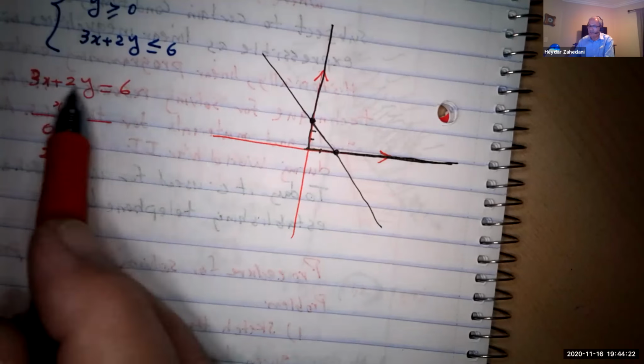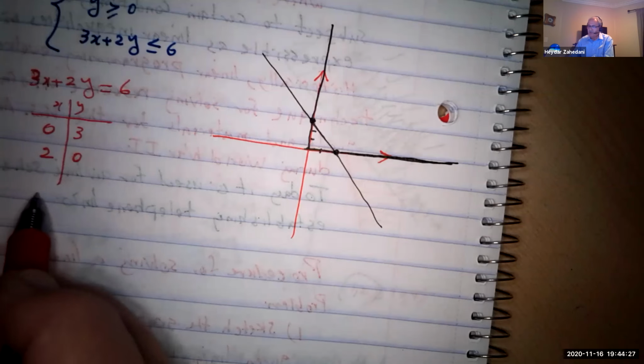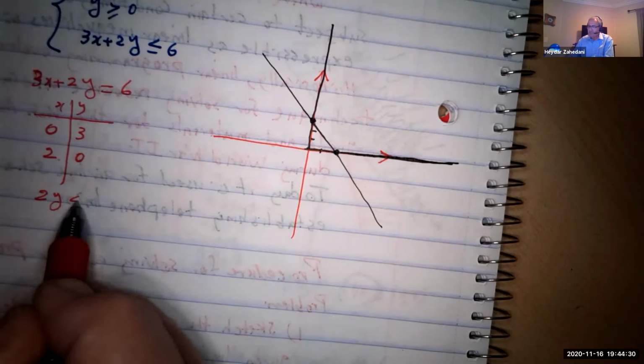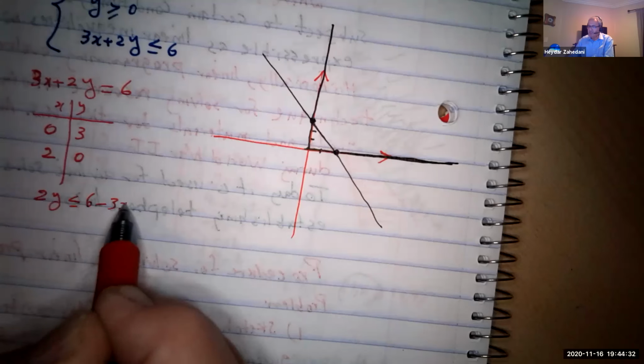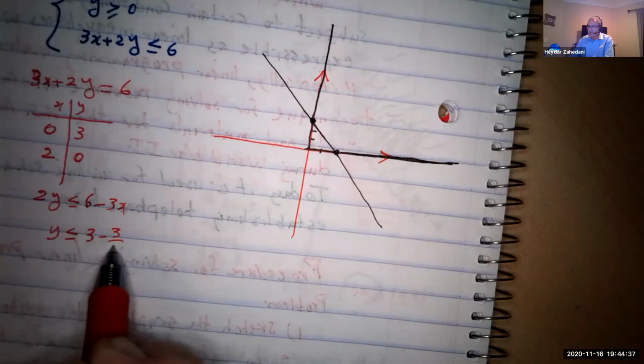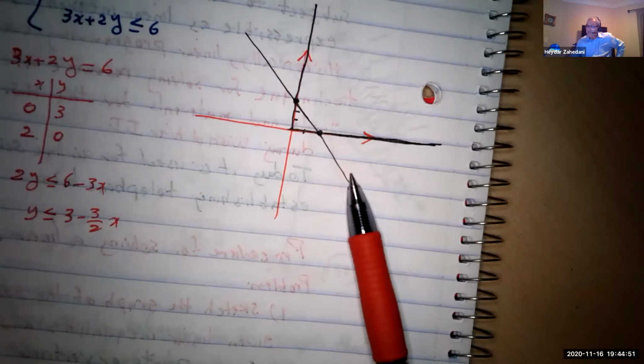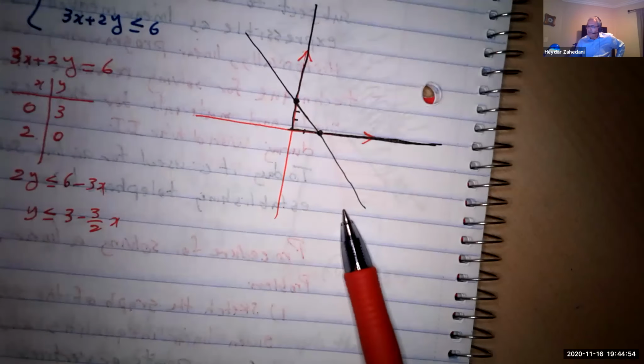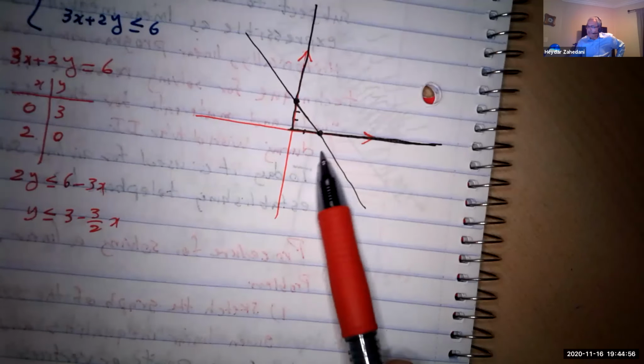Okay, so we can check the origin, or just solve for y, a different way to do it. That gives you 6 minus 3x, and the y would be less than or equal to 3 minus 3 halves of x. So you're going to be interested in the region below. Or you can test the origin to find out, the origin is going to be part of your solution. So for the line over here, you see the solution is going to be below. So it's going to be below the line.